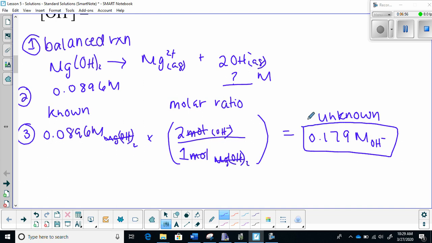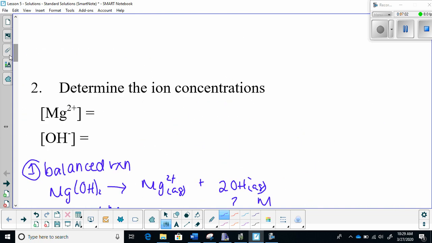I want you to do magnesium on your own. When you're ready, you can unpause, and I will put the answers right there. Okay, there's your answers. You will get the same concentration for magnesium ion because it is a 1-to-1 ratio between these two. See how it has a coefficient of 1 and a coefficient of 1? Because their coefficients are the same, the concentration will remain the same.